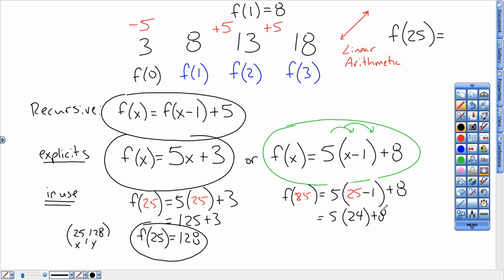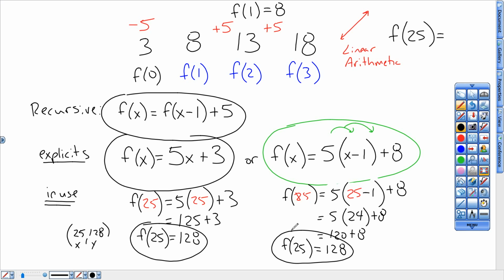5 times 24 on my calculator. Don't trust my arithmetic. Gives me 120. And there it is. 120 plus 8 gives me that same value, 128. Know that both will always give you the same answer because they are technically both equivalent.